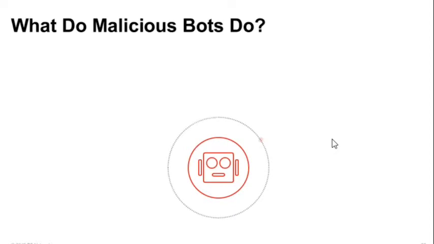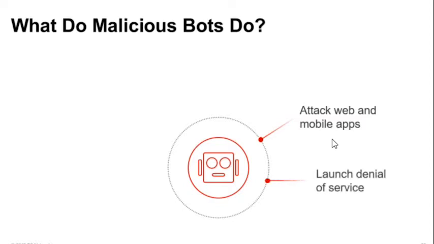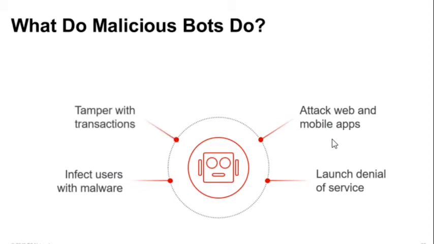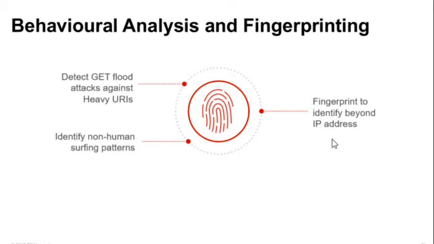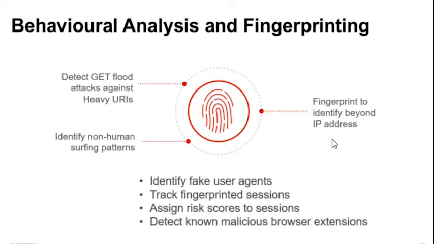So what did malicious bots do? As I mentioned earlier, it's not just about bad dancing. It's about attacking your mobile and web app infrastructure, launching denial of service attacks, infecting your devices with malware, and tampering with transactions, or what we call automated transactions. We can, as I mentioned, do this behavioral analysis and fingerprinting to make sure that when a user is connecting via a device, we can fingerprint that session, and if anything changes, we know who the original user and device was.